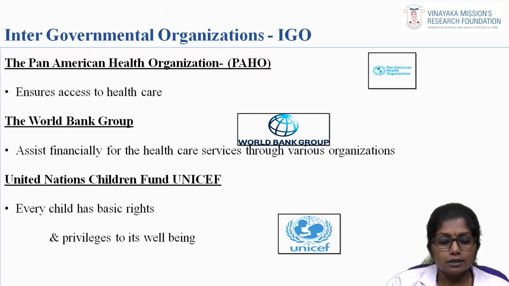The third one is the United Nations Children's Fund, which is widely called UNICEF, and was previously called the United Nations International Children's Emergency Fund. It basically focuses on programs that give a long range of benefit to children of developing countries.